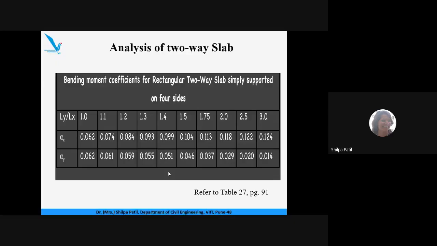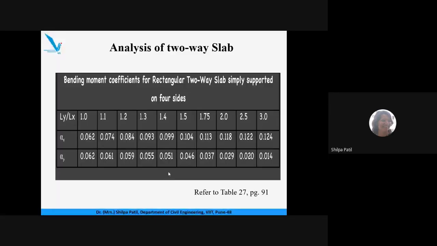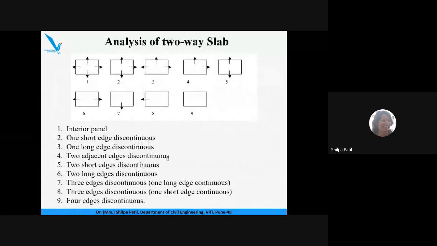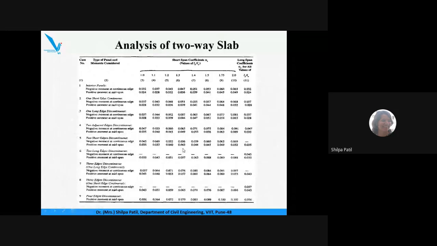For calculation of bending moment coefficients for the rectangular two-way slab, which is resting on four sides, when the corners are free to lift upward, the coefficients are calculated by making use of this particular table. And when the corners are not allowed to freely lift up, there are different cases, and according to these cases, this is another table showing the different coefficients.